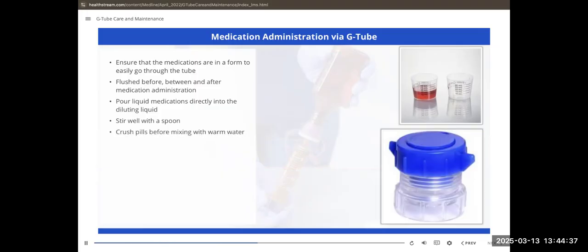Crush pills finely before mixing with warm water. Shake suspensions vigorously before pouring. Follow medication administration procedure by pouring at eye level and from opposite side of the label. If there are medications ordered for a patient who receives medications via G-tube and they are in oral form, the nurse should be calling the doctor to receive an order to change the pill from a solid to a liquid form.